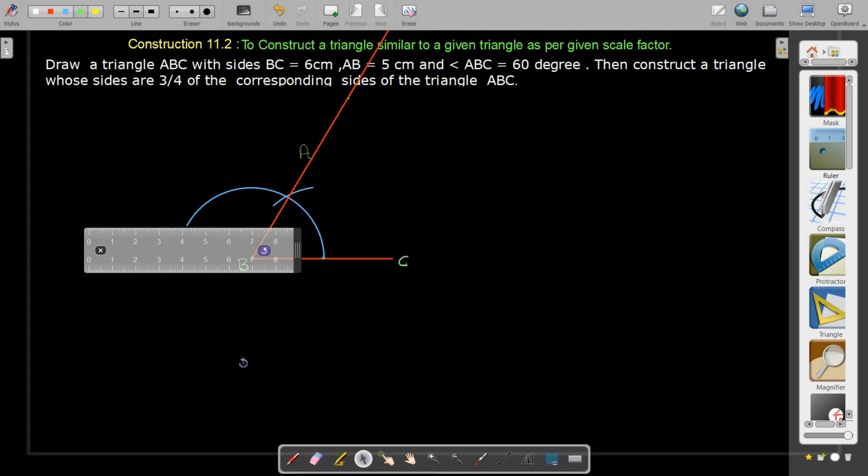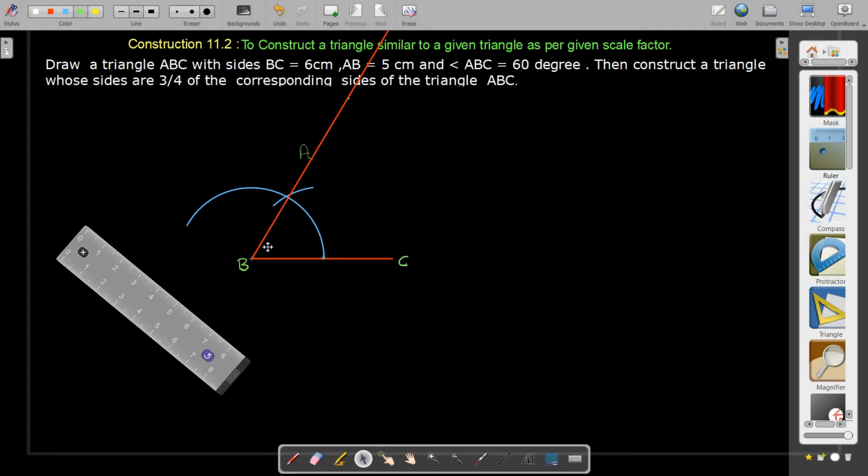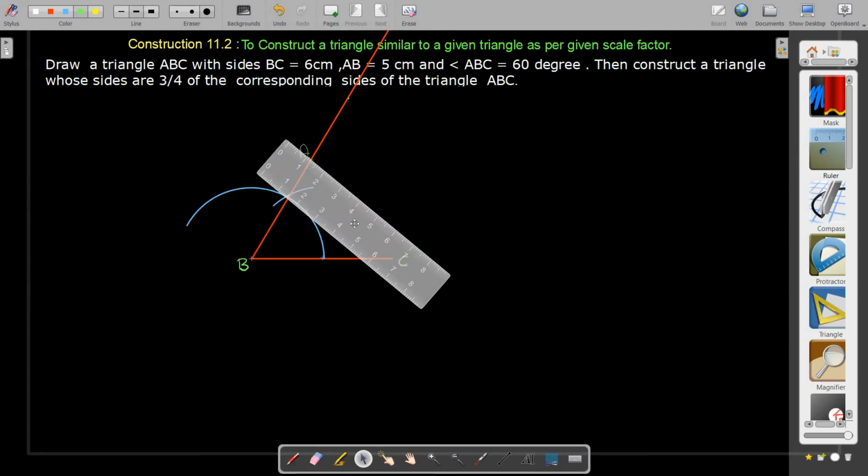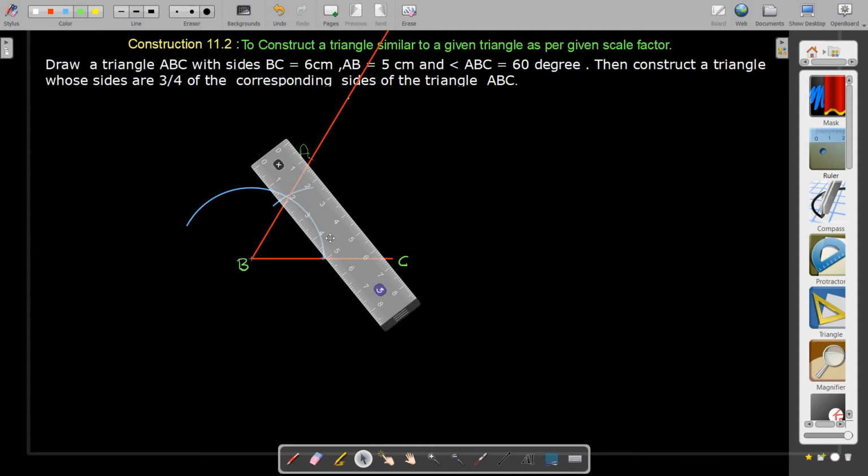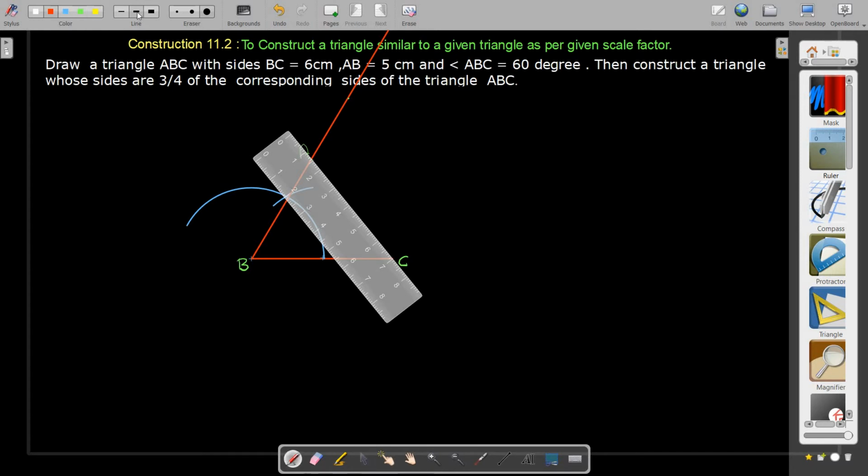Our real construction begins from here, because we have a given triangle and we have to construct another triangle that is similar to this given triangle on scale factor. And what is a scale factor? In our constructed triangle, every side is 3/4 the sides of the triangle ABC, which is considered as the given triangle. So we have triangle ABC right now.